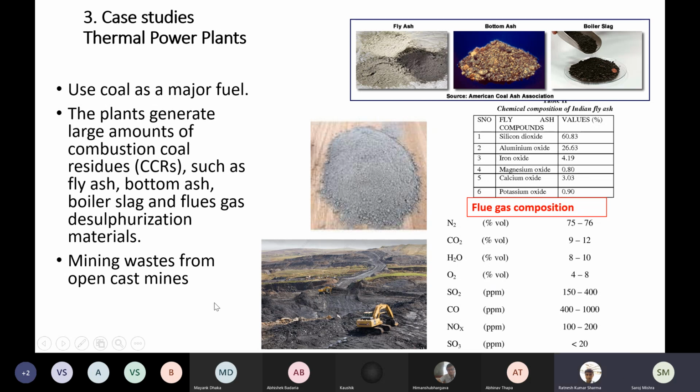Ma'am, on this left side of the slide you have written flue gas desulfurization materials. So what are these materials? So you have the boiler slag, the flue gases, and desulfurized materials. That is, apart from all of these, what we call the combustion coal residues, etc. Now, coal also contains a lot of sulfur. So another component is a material which is desulfurized, because the sulfur has gone into the form of oxides of sulfur. So some other residue is now called the desulfurized material.